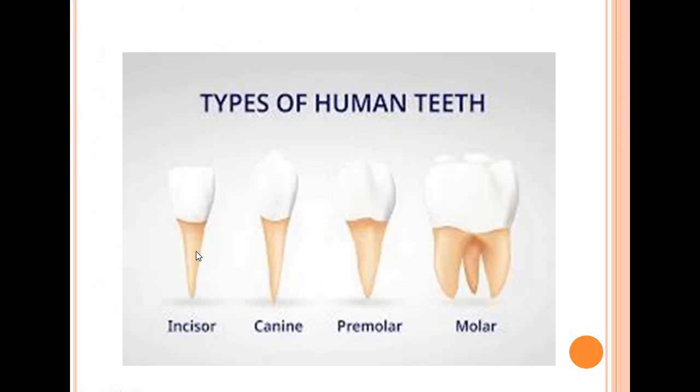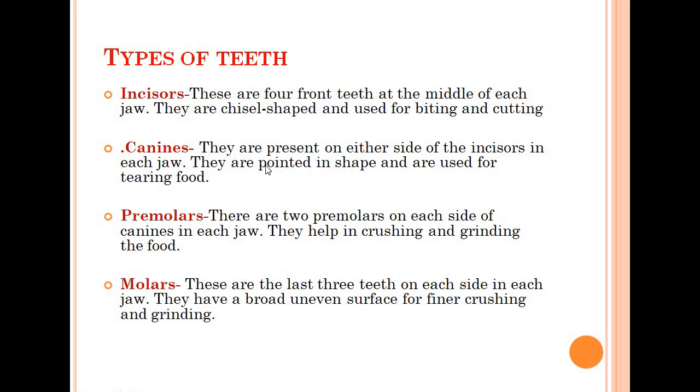As you can see in the picture, this is the picture of a canine. So you can see this is the tearing tooth. They have the sharp edges. Can you see? They have sharp edges, and that helps in tearing the food. Hence, it is known as tearing teeth. Clear? Okay. Now we are moving to the premolars.